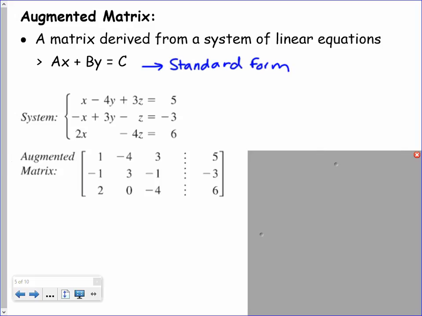Okay, so that's important. In a matrix, remember, it's this rectangular arrangement of numbers in rows and columns. So the rows and columns, kind of like an Excel sheet, serve as your labels. So I could label this very first column as like an x column. It's all the coefficients to the x terms: 1, negative 1, 2. The second column would be my y column. Okay? And the third column would be my z column.